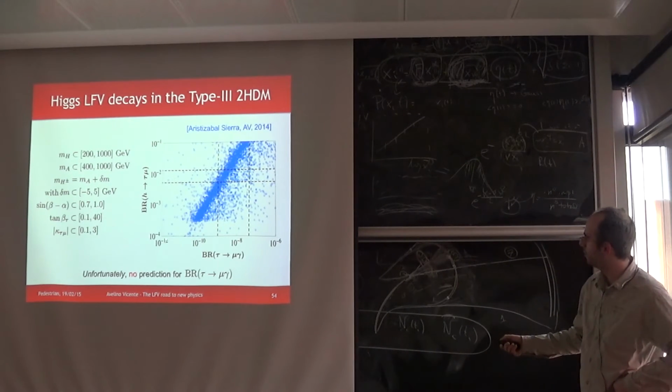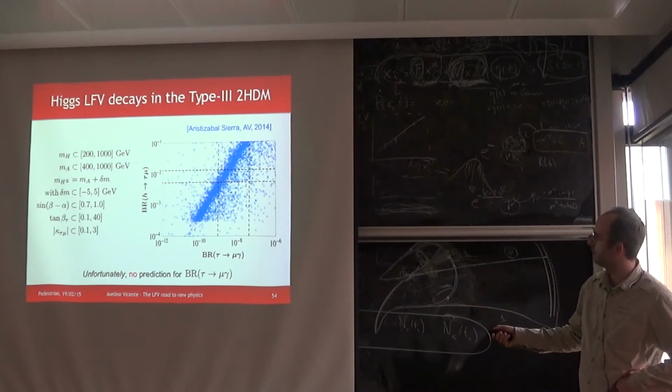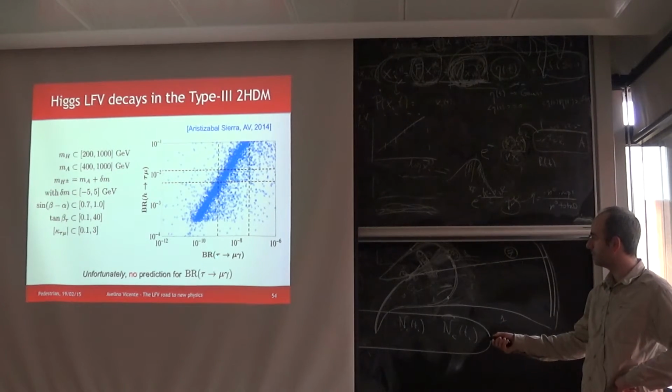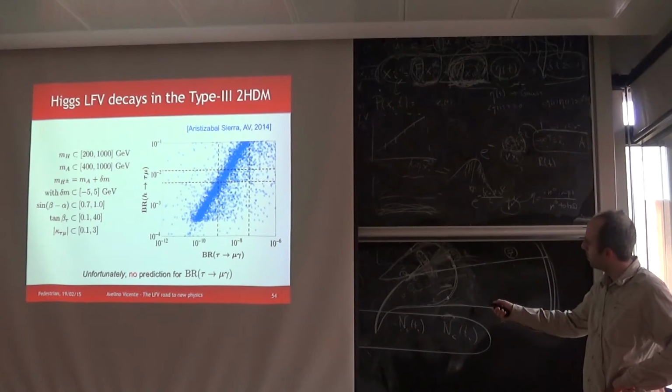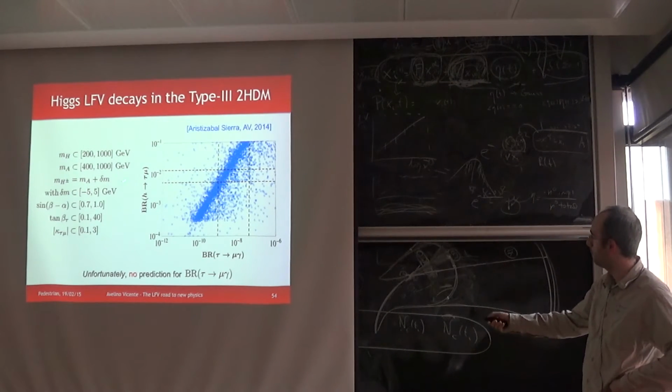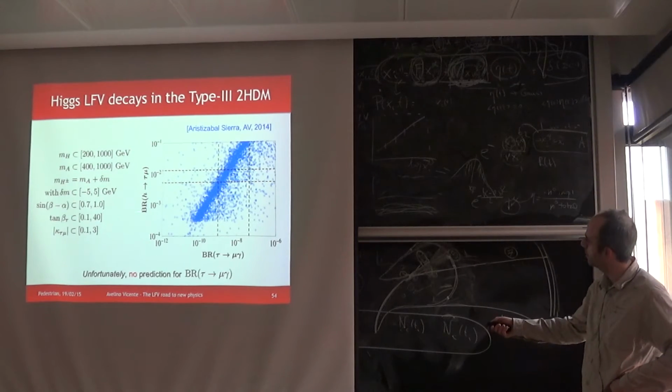So here I show you a plot where I have the branching ratio of Higgs to tau mu as a function of the branching ratio for tau to mu gamma. And you see that there is some kind of correlation, although it's not perfect. There are many points which are outside the correlation.